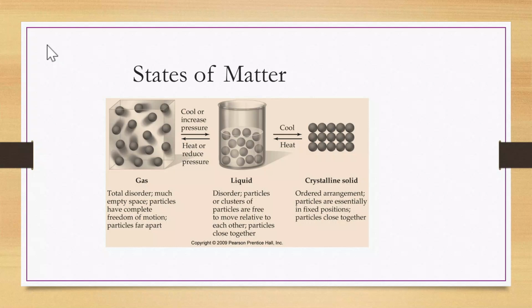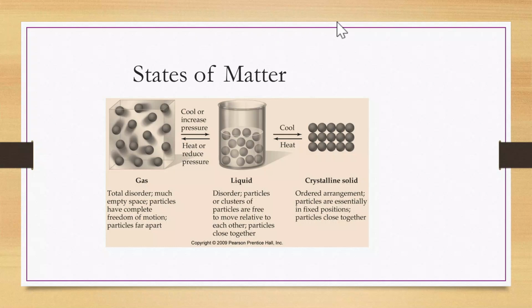Looking at the characteristics of liquids, you can see that there's still some disorder. Particles or clusters of particles are free to move or slide past each other. Particles are still together. Liquids go to a solid state by cooling, and going the other way, liquids go to a gaseous state by adding heat and/or reducing pressure.